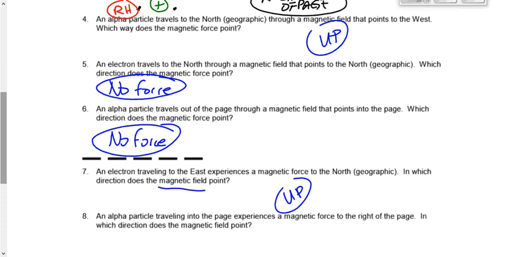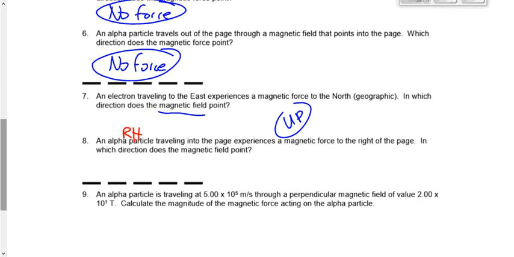Number 8, an alpha particle. So this is a right-hand rule question. An alpha particle traveling into the page experiences a magnetic force to the right of the page. The page is our frame of reference here. There's a magnetic force to the right. So we're going to say right thumb into the page, right palm, not fingers, palm, because we've got the force direction. We're looking for the field direction. So right thumb into the page, palm to the right.